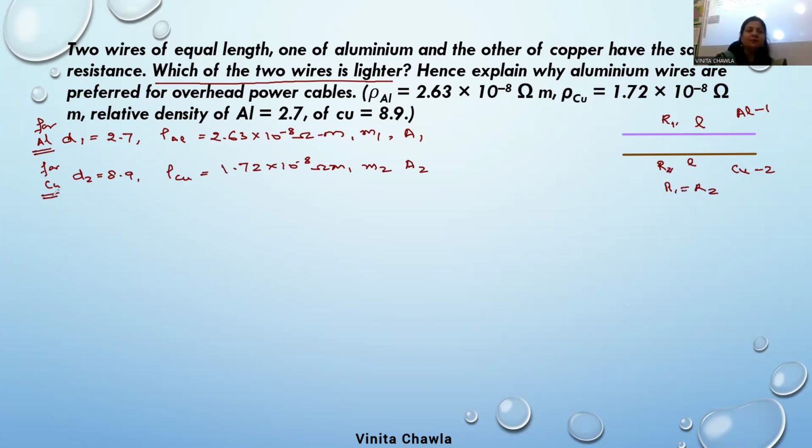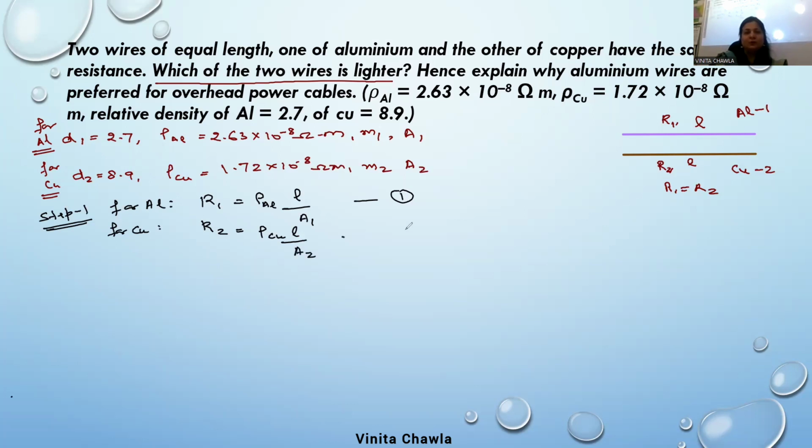So we'll do this question in steps. In step 1, we are going to write resistance for both. So resistance for aluminium first. R1 is equal to rho, L is same for both, it's rho L upon A1. Let this be 1. For copper, R2 is equal to rho L upon A2. Let this be 2.